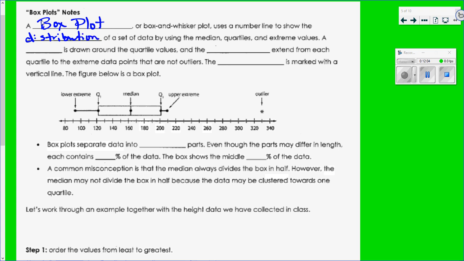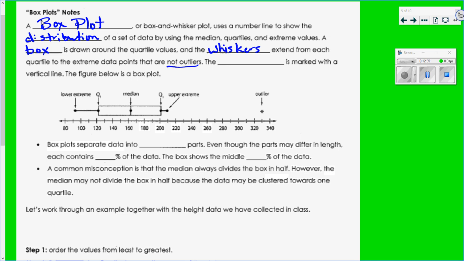By using the median, the quartiles, and extreme values, a box, hence the box part of the box plot, is drawn around the quartile values, from Q1 to Q3. The whiskers, which is why we used to call it a box and whisker plot, extend from each quartile to the extreme data points that are not outliers. And that is a key piece here, guys. If they're not outliers, then they're included in the whiskers.